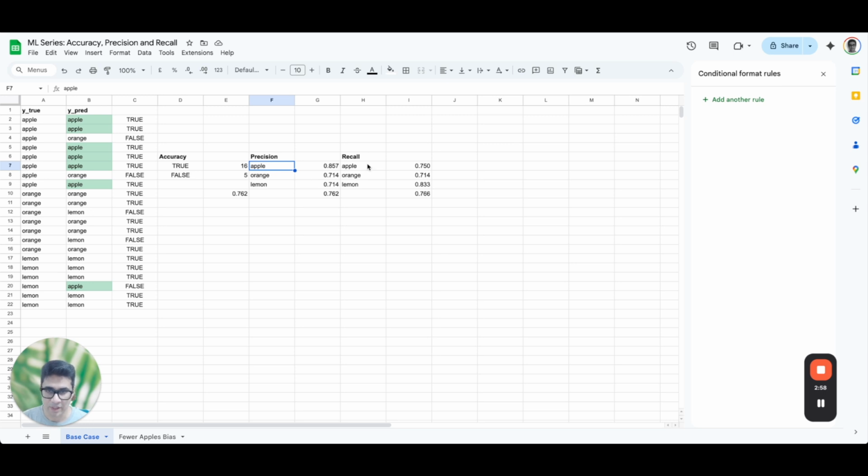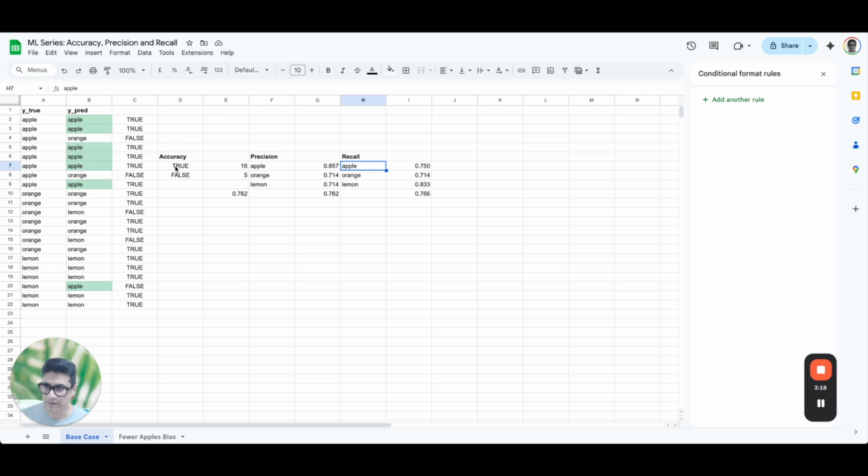Now moving over to recall: how many apples were there in the data set and how many was I able to correctly identify? So that's recall. Precision looks at how many apples I predicted overall versus how many of those I identified really were apples. So that's how you should really look at recall.